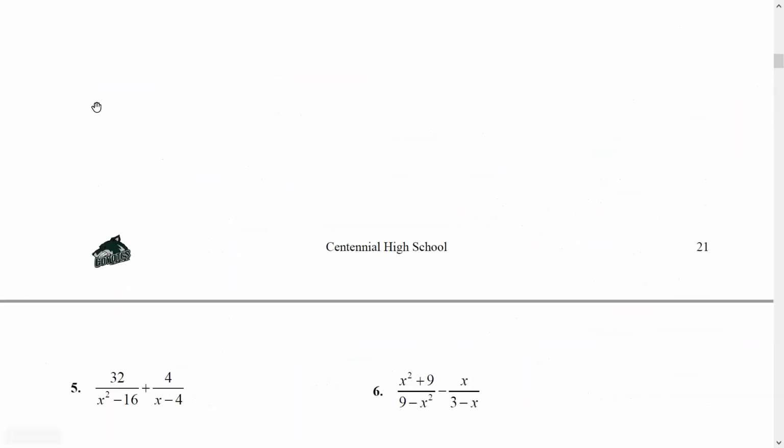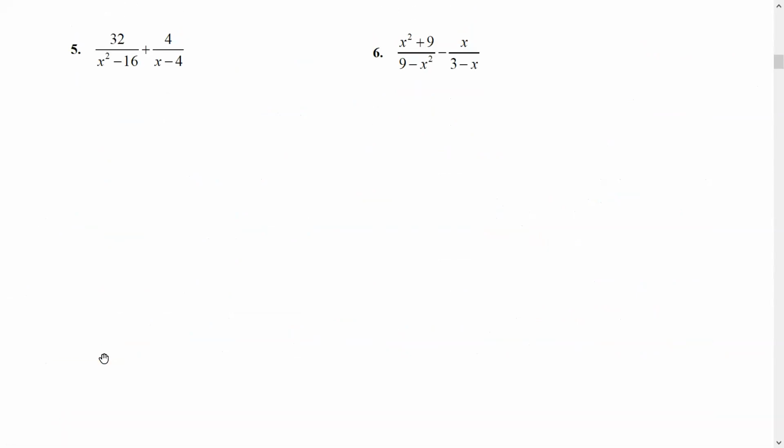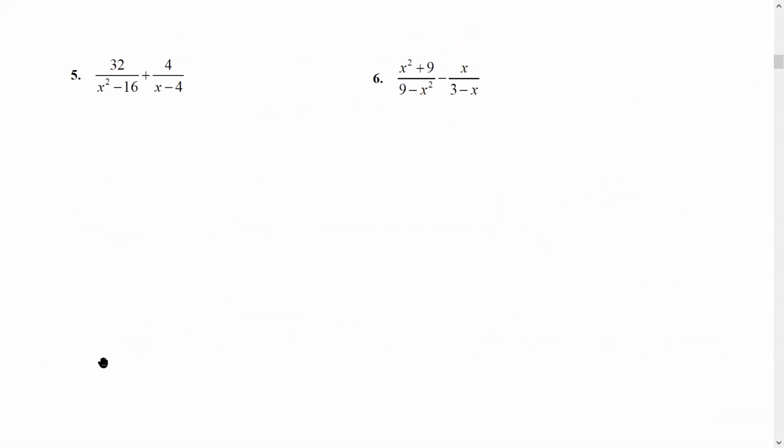Other thing I want you to think about as you're going through this tricky section is that all of these questions I could verify graphically or numerically in my calculator. Remember that little video lesson I had about graphing and making sure the graphs are the same. If the graphs are the same, we are good. If the graphs aren't the same, then we screwed something up. Okay, 5 and 6. If you've got number 5 and 6, you are good to go.